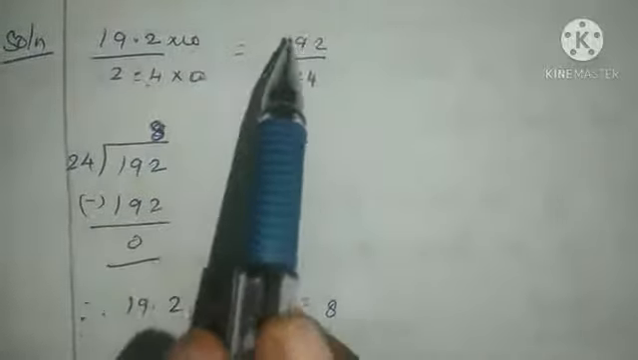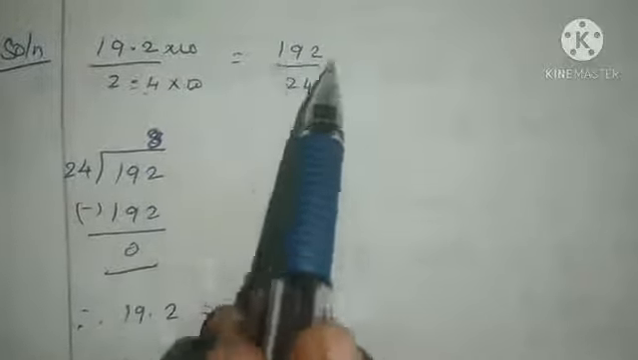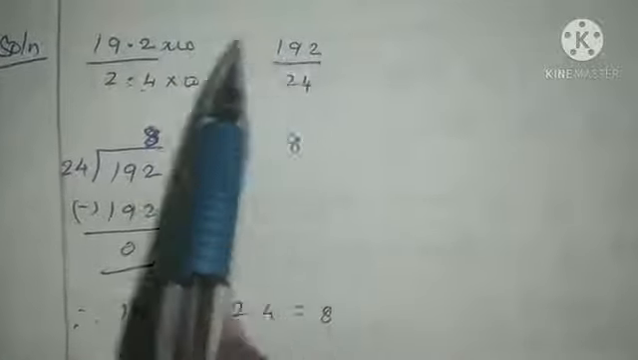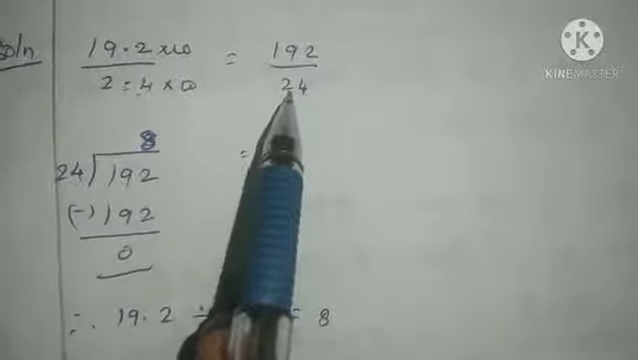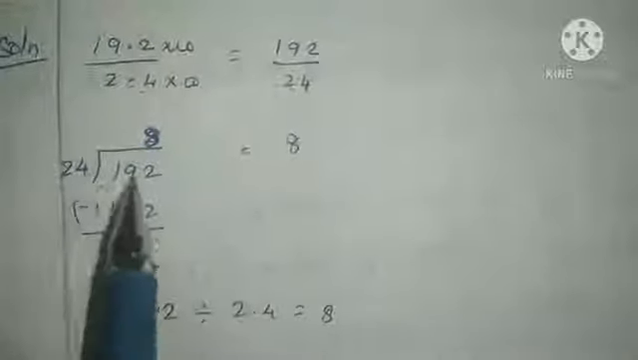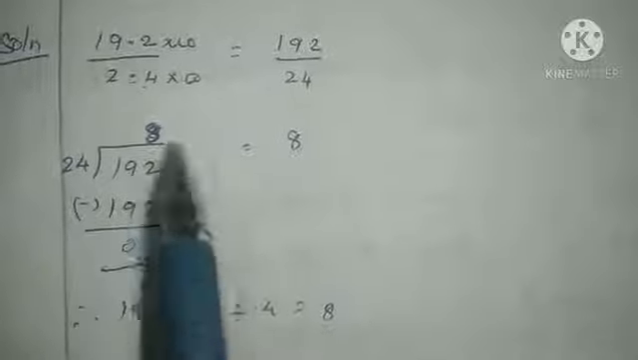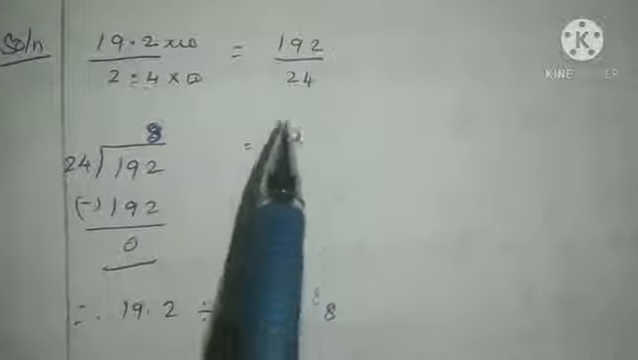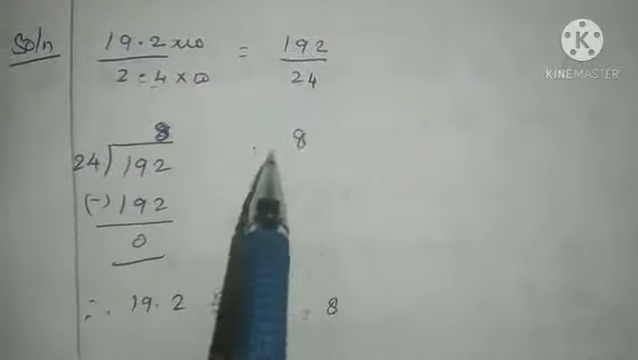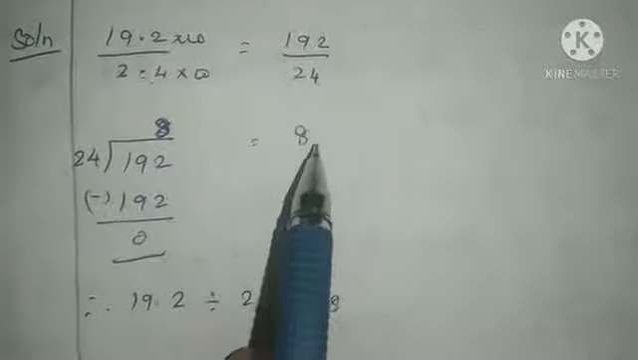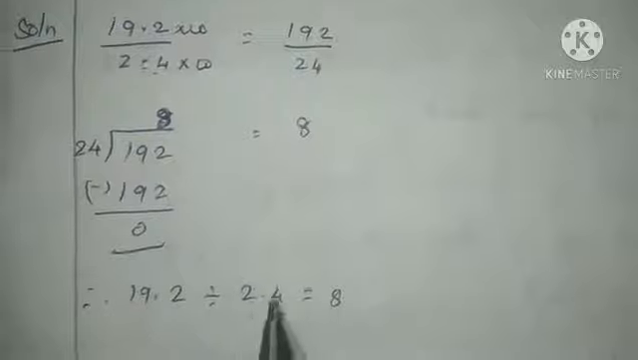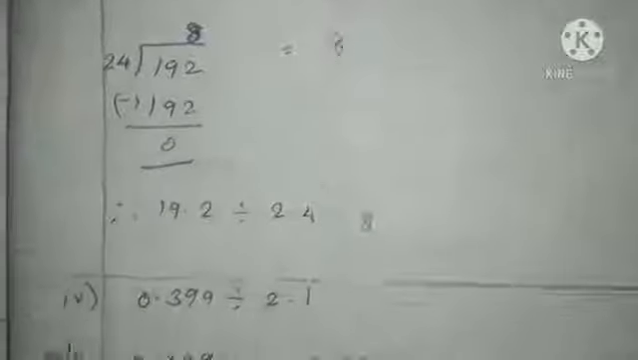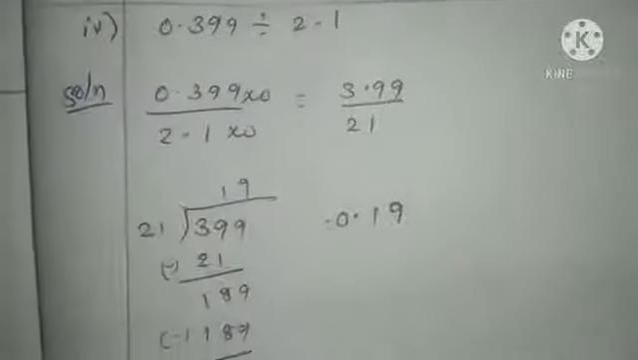We get the numerator as 192 by 24. After removing the decimal places in the denominator, now you can divide the numerator by 24. That is 192 divided by 24. We get the quotient as 8. Since we have no decimal places, the quotient is also a whole number. Therefore, 19.2 divided by 2.4 is equal to 8. Let's see one more sum in division.